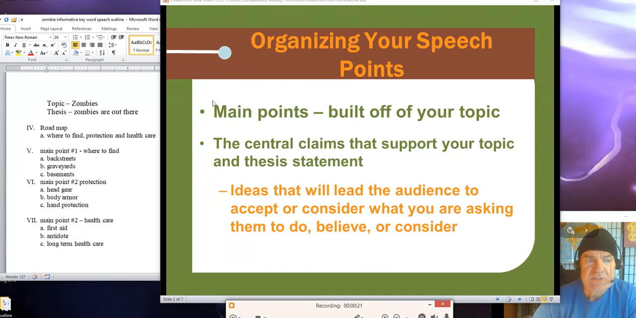If you look at the speech on the left here, you can see our topic and our thesis statement. We need to know what about zombies we're going to talk about. Exactly, and here we're going to talk about that they are out there, that they're factual. We could talk about other things about zombies, about their chemical makeup or their lifespan, but today our thesis statement is going to specifically talk about what the main points are going to be.